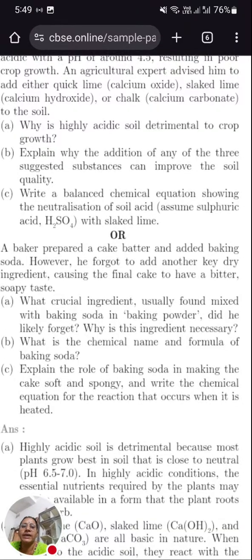Now the next question: explain why the addition of any of the three suggested substances can improve the soil. The answer will be that the three substances are basic oxides.